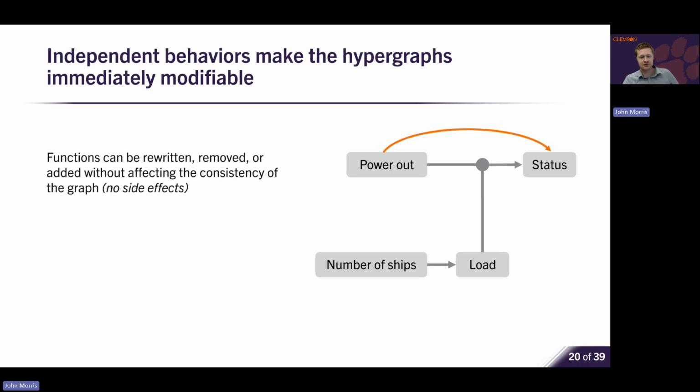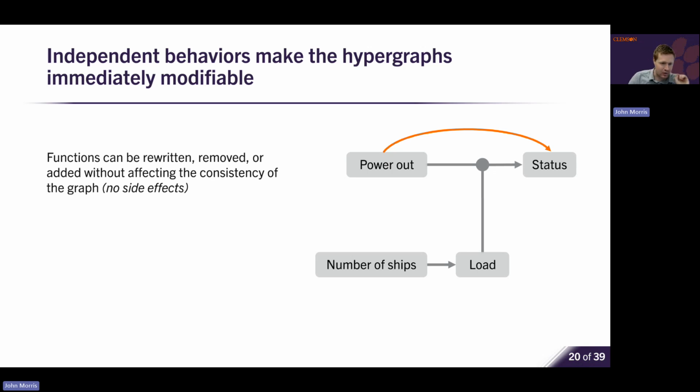If I take out this edge here for each number, ships, and load, these other edges, these other behaviors, are totally unaffected. Nothing happens to them. They're totally consistent. They can be used in simulations as needed. If I add an edge in, again, the whole system stays working. Nothing changes. I get all my information back out. There are no side effects from changing behaviors.